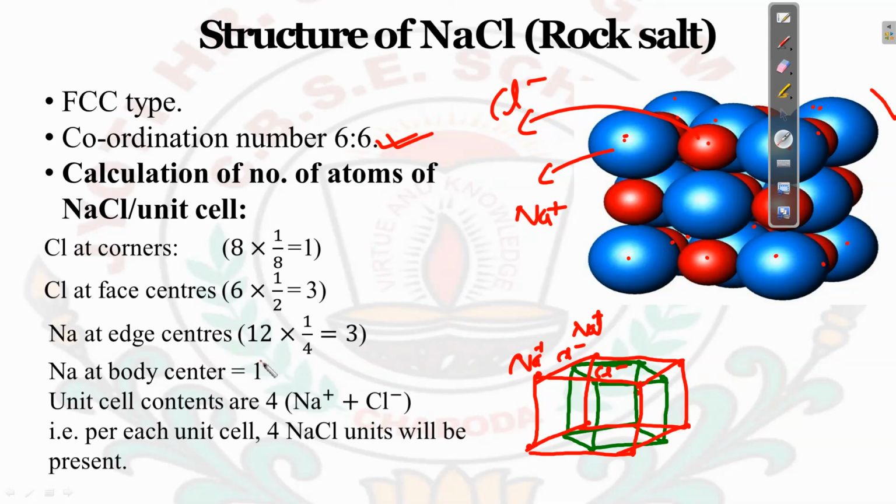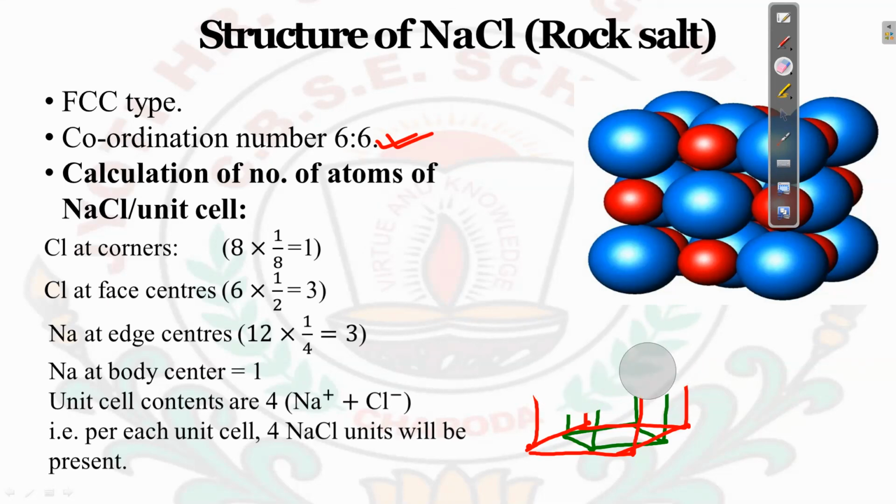Now the total number of Na is 4, that is 1 plus 3. For chlorine also, 1 plus 3, 4. So a total of 4 Na+ and 4 Cl- are contributing here. Therefore each unit cell will have four molecules of NaCl. A single unit cell of NaCl is formed by four NaCl molecules.